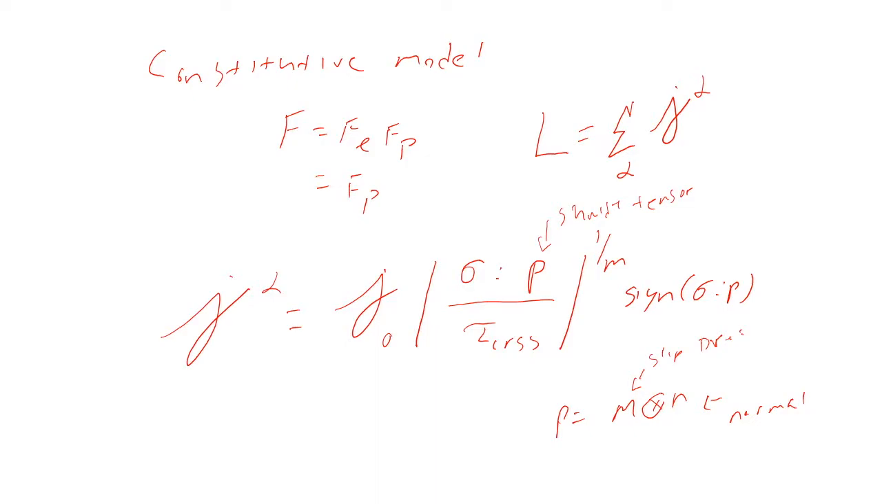And this is the critically resolved shear stress for the slip system. I apologize for having multiple m's here, but it's just the stupid notation that we use. I use m here because it's the common notation for the slip tensor, but then I have an m here, which is the strain rate exponent. m is very small, 10 to the minus 2.